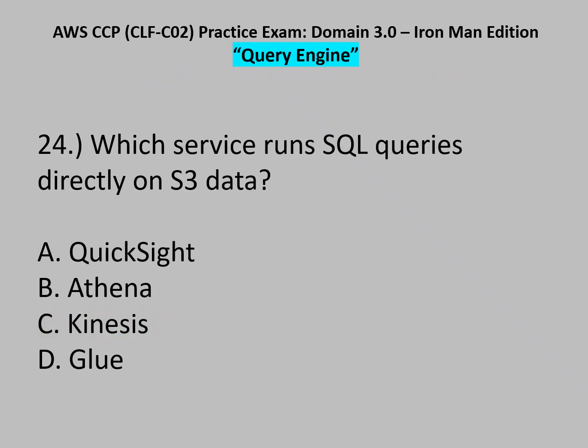Question 24. Which service runs SQL queries directly on S3 data? A. QuickSight. B. Athena. C. Kinesis. D. Glue. The correct answer is B. Athena. Amazon Athena uses SQL to analyze S3 data without the need to manage infrastructure.